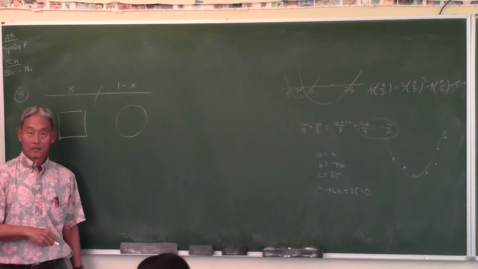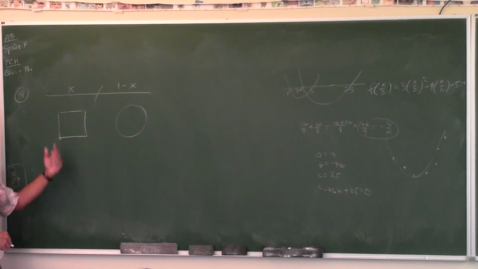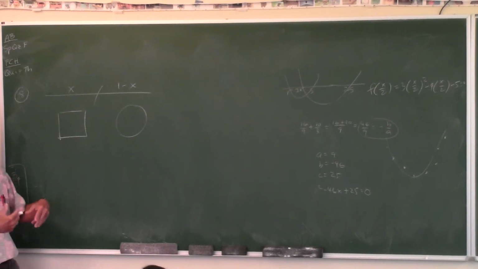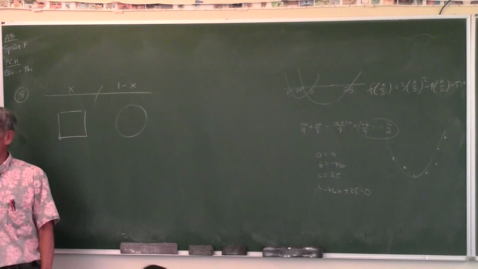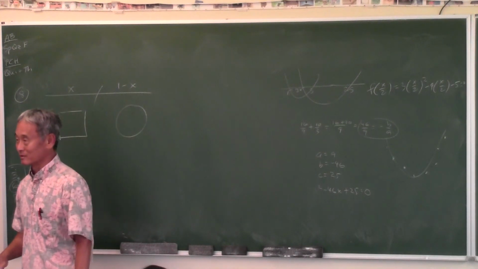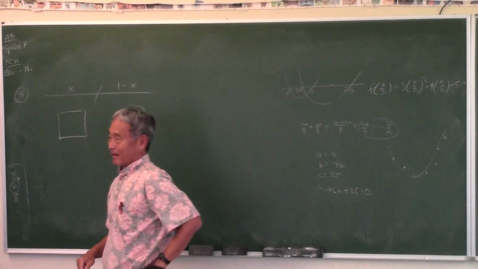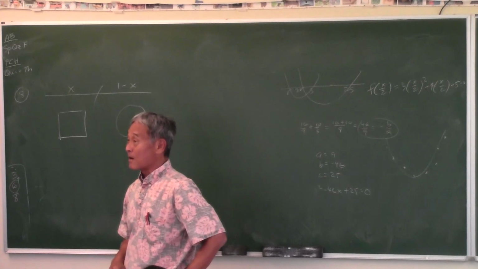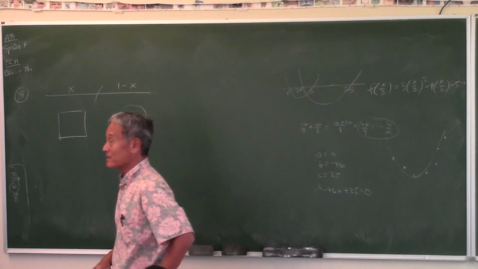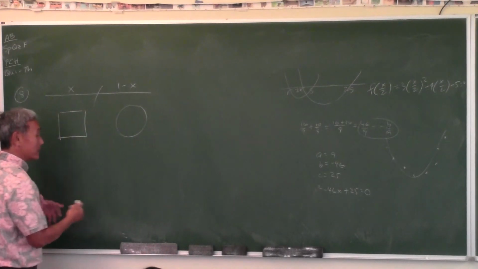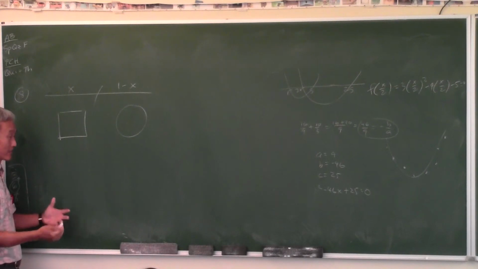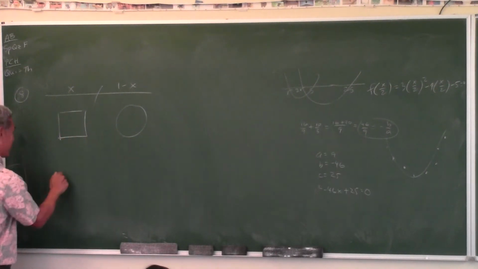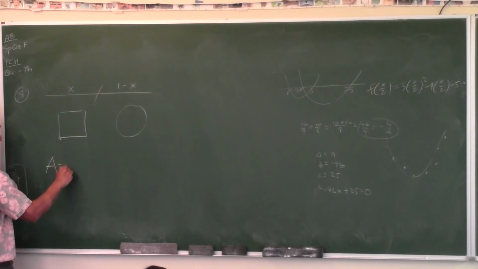Everybody agree? Because I remember on the last time I put it on the test, I just changed it to the wire is 2 meters long. You know what happened? All hell broke loose. Find x so the sum of the 2 areas is a minimum. Okay, so what we need to do is we need to write a quadratic function for the sum of these 2 areas. Okay, we got 1 minute to do it.